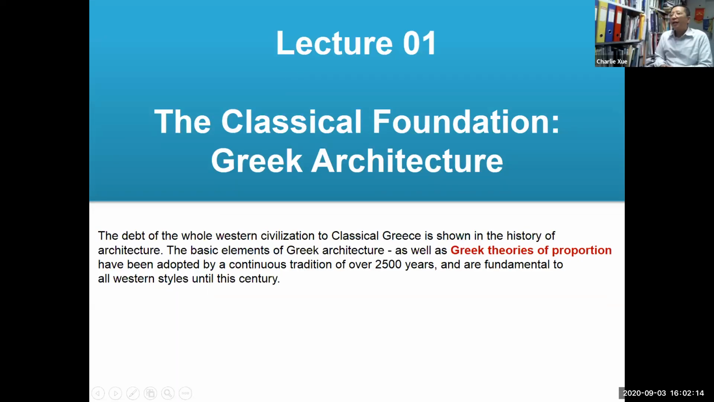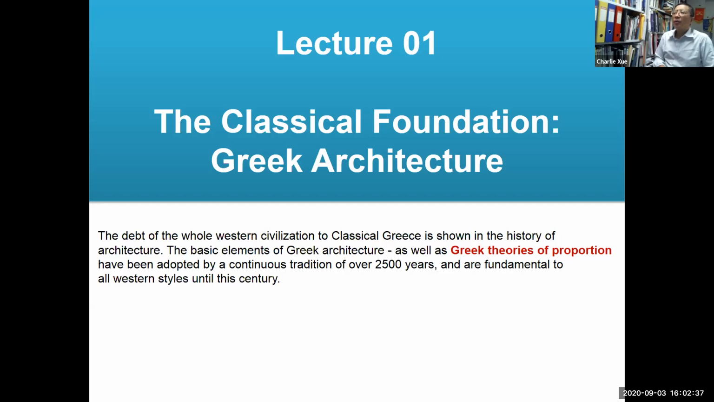Okay, Greek architecture, that is the beginning of the classical architecture and the classical foundation. When people say classical architecture, they mainly mean Greek or Roman architecture, these two. And before Greek is the Egyptian architecture.